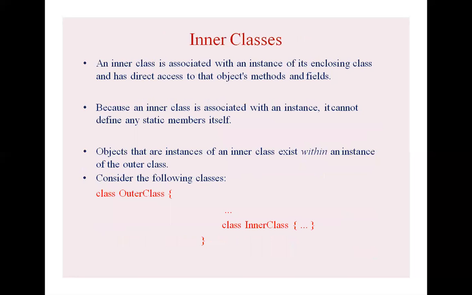Inner classes. An inner class is associated with an instance of its enclosing class and has direct access to that object's methods and state. Because an inner class is associated with an instance, it cannot define any static members itself. Objects that are instances of an inner class exist within an instance of the outer class. Consider the following classes: class OuterClass, within it, class InnerClass. So this is the example of the inner class.